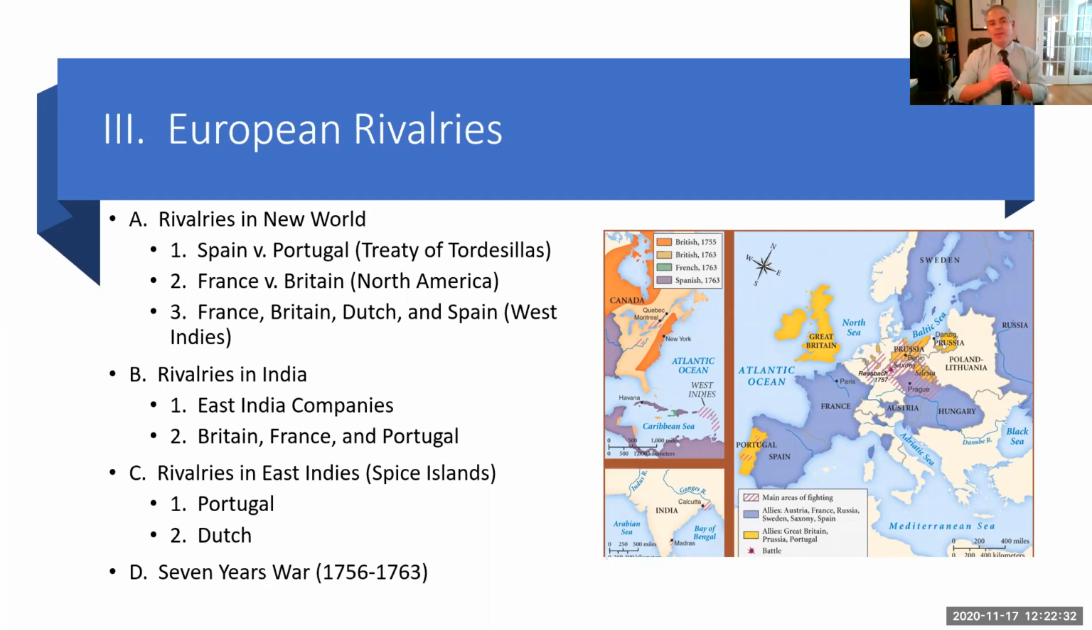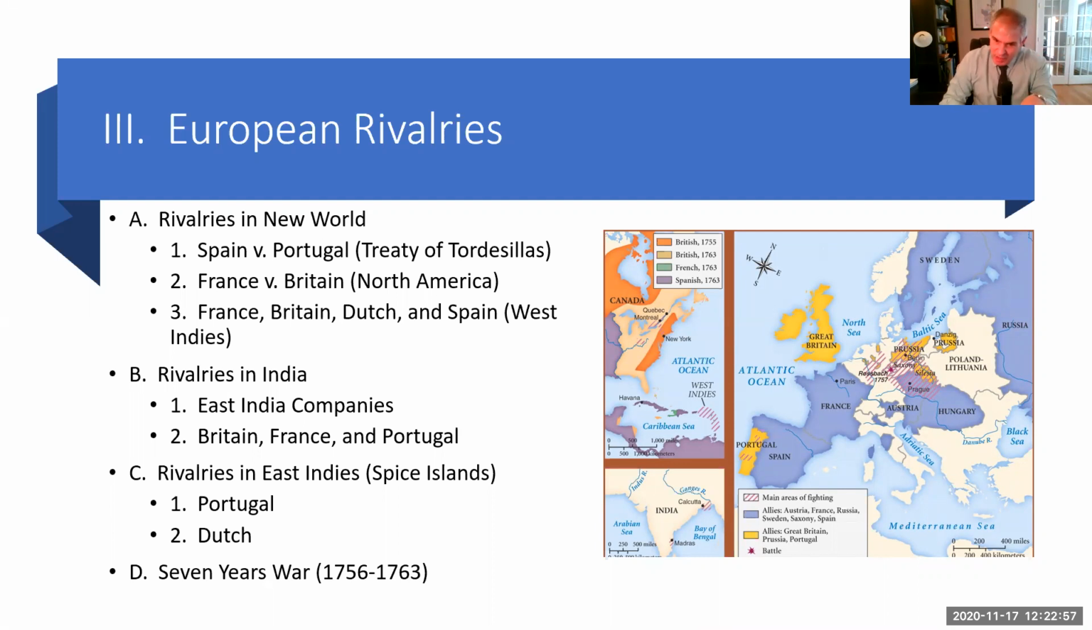And there's going to be competition between the two nations within North America. And France, Britain, Dutch, and Spain are all going to compete within the West Indies. And trade within the West Indies is going to be highly competitive. And these four nations are going to have rivalries, trading rivalries. Sometimes they spill over to wars between the nations.